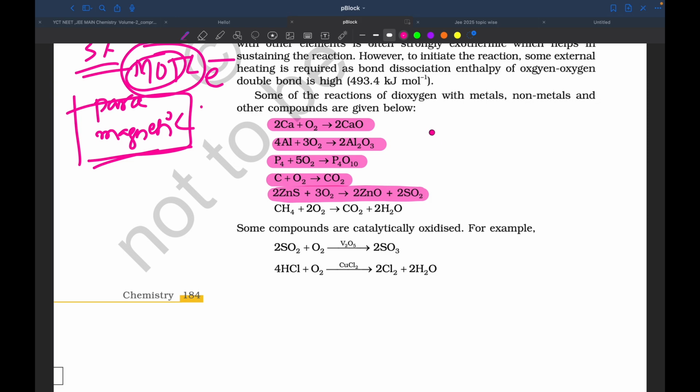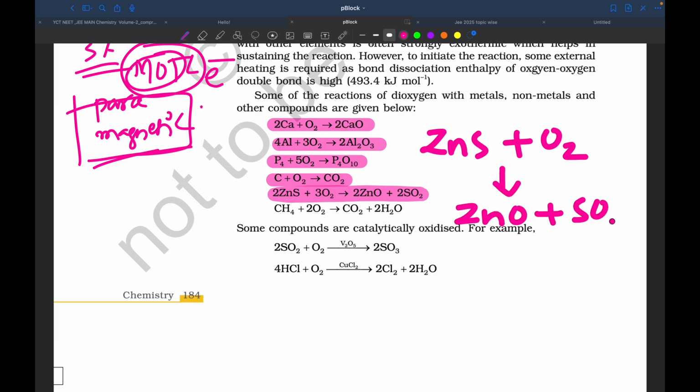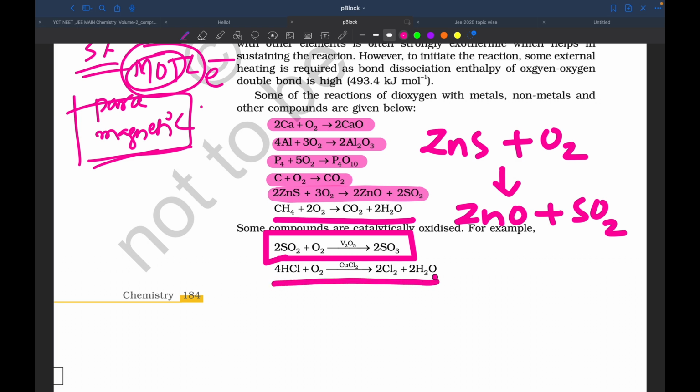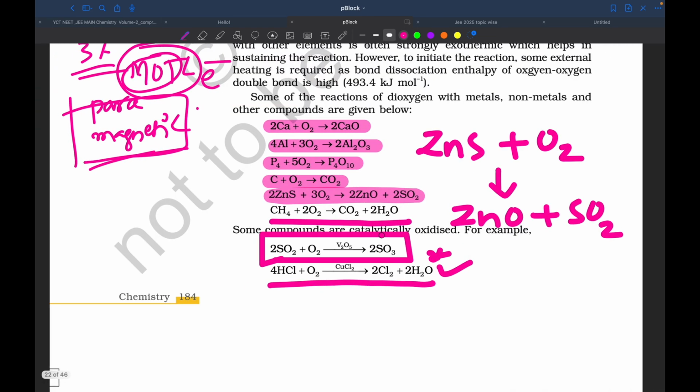Simple reaction. Zinc sulfide reacts with oxygen and gives us zinc oxide plus sulfur dioxide. And CH4 plus O2 gives you CO2. All these are pretty basic reactions. This is the reaction we used in the contact process, and HCl plus oxygen gives you Cl2. So this is one of these important reactions.